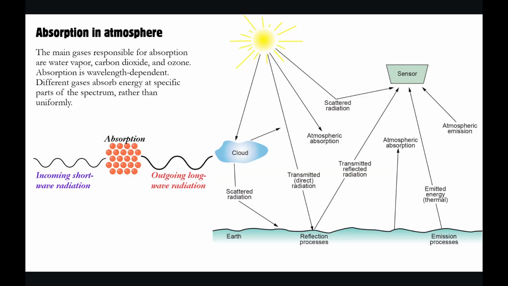Everything is not going to be absorbed equally. At least in different proportion it will be absorbed. So different gases absorb energy at specific parts of the spectrum rather than uniformly. For example, we were talking about vegetation, how it absorbs infrared radiation less as compared to red. Red, it absorbs more.